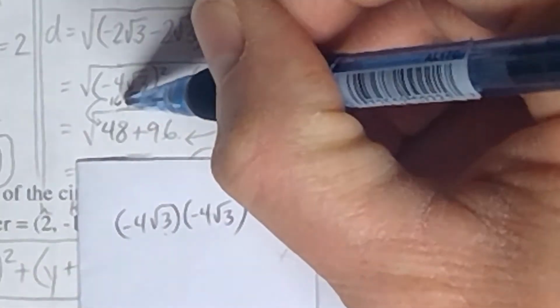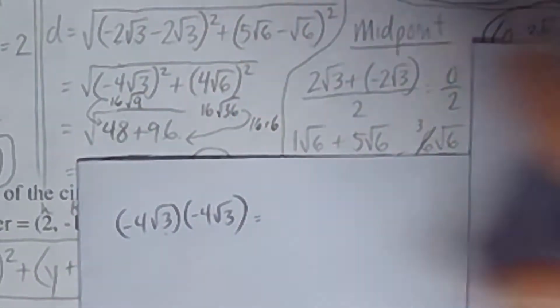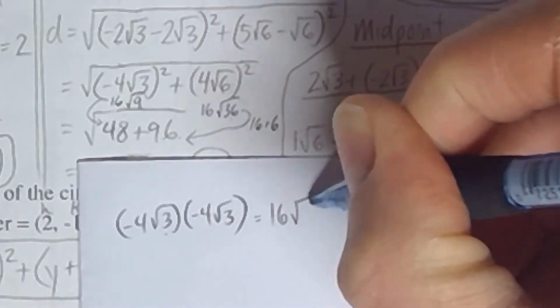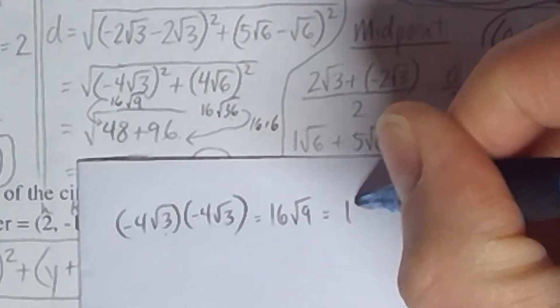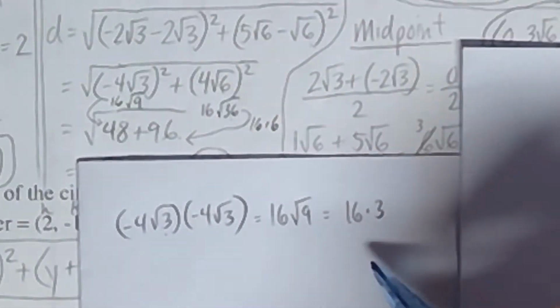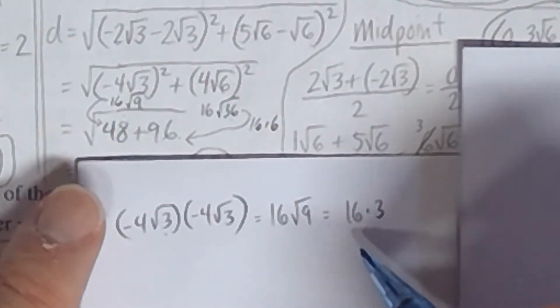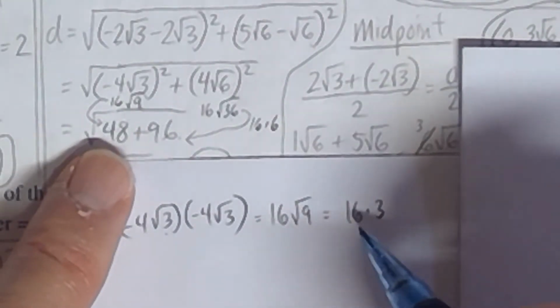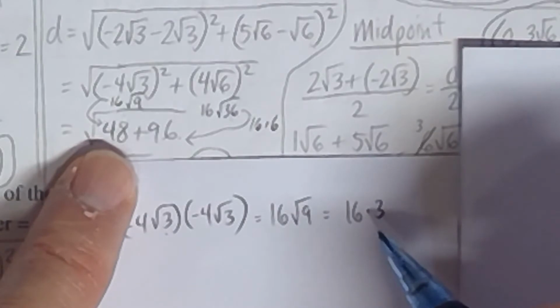But 16 rad 9, let me just write it down here. It's easier to see. 16 rad 9 is, you then simplify the radical, you get 16 times 3. And that is where the 48 comes from. 16 times 3 is 48.